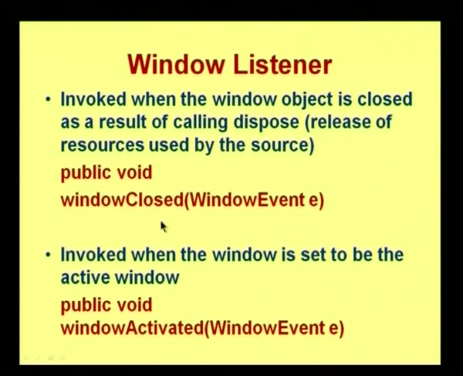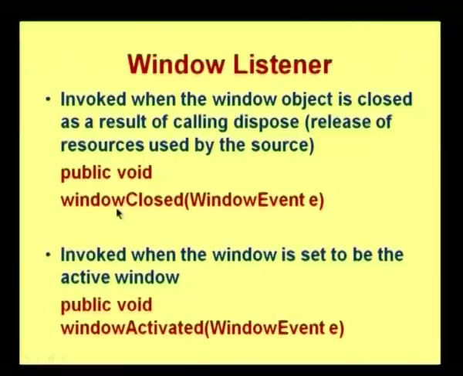So, you can see here you have a method called windowClosed. This is invoked when the window object is closed as a result of calling dispose. You can very well hide a window as well as dispose your window. Whenever you hide, your window object will be available, it is not closed. Whenever I dispose that window, only then the windowClosed method will be called. Dispose will remove the entire memory that is being occupied by your particular window.